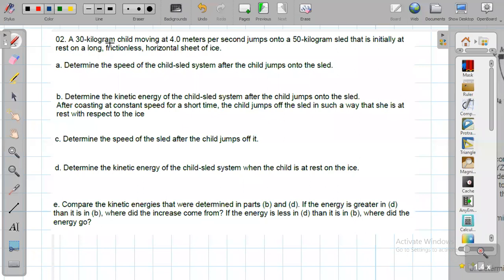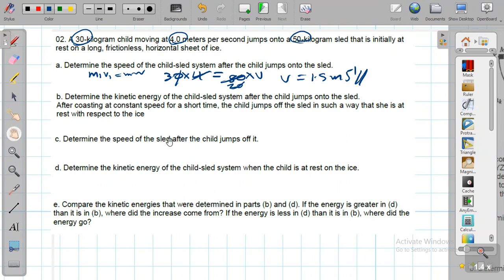A 30 kilogram child moving at 4 m/s jumps onto a 50 kilogram sled initially at rest on a long frictionless horizontal ice. Determine the speed of the child and sled after the child jumps on. It's like m1 v1 equals m2 v2. So 30 times 4 equals 80 times v. V equals 1.5 m/s. So that is the velocity.